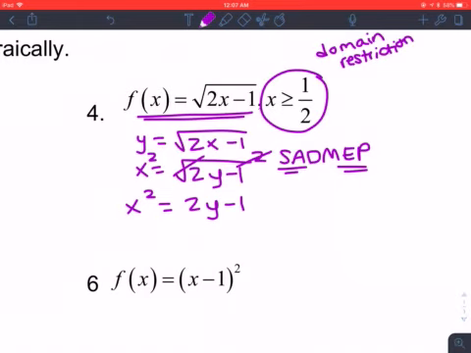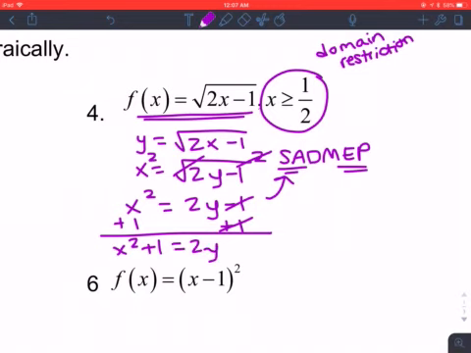Now we'll go back to our backwards PEMDAS, get rid of addition and subtraction. So I'm going to get rid of that 1. These cancel. We have x squared plus 1 equals 2y. And then we'll divide by 2 to get rid of our 2 in front of our y.